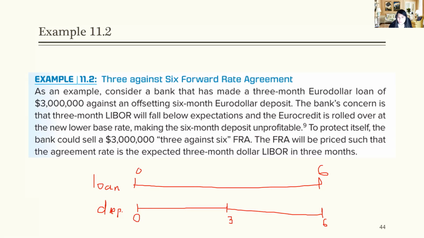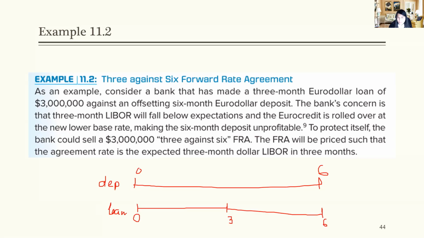So the bank is concerned that if the 3-month LIBOR rate falls below expectations, then the euro credit is rolled over at the new lower base rate. Hang on, sorry, I mixed up between the loan and the deposit. So in this case, they lend out 3 months and they deposit 6 months. Okay. So here is the deposit. So they take a 6-month deposit and then they lend out 3 months and they roll over after 3 months. Okay.